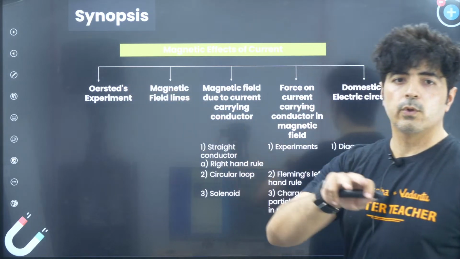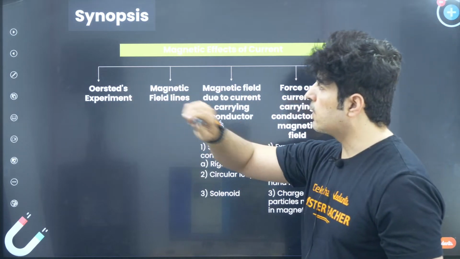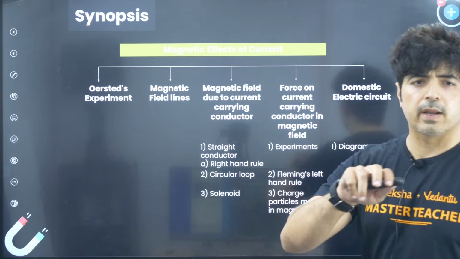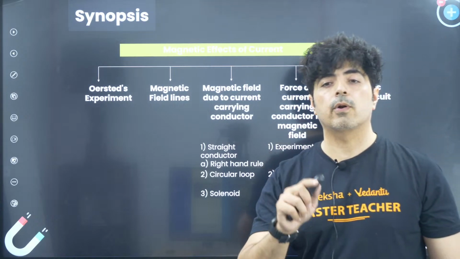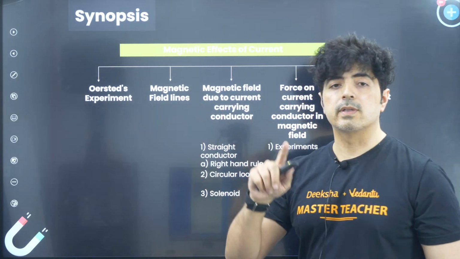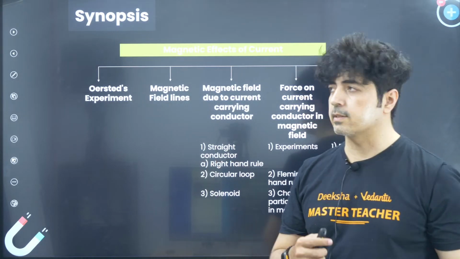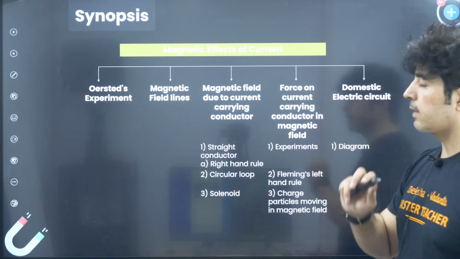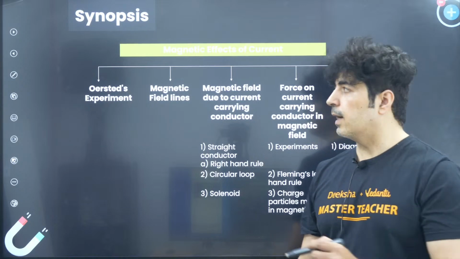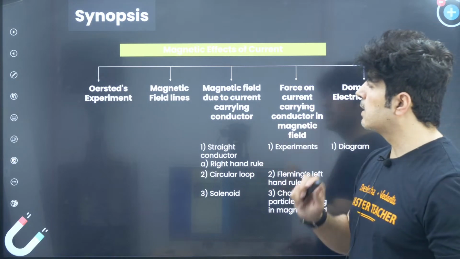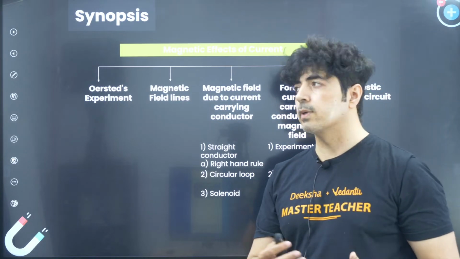Now, what are we going to study in this chapter? These are the main headings. First is Oersted's experiment, which is fairly important for the examination. Then magnetic field lines, a very important topic. Questions always come from magnetic field lines, like what are its properties and other things. Then we have magnetic field due to a current carrying conductor. It means there is a conductor in which current is flowing, and here we'll study the magnetic effects produced because of the current passing through it.